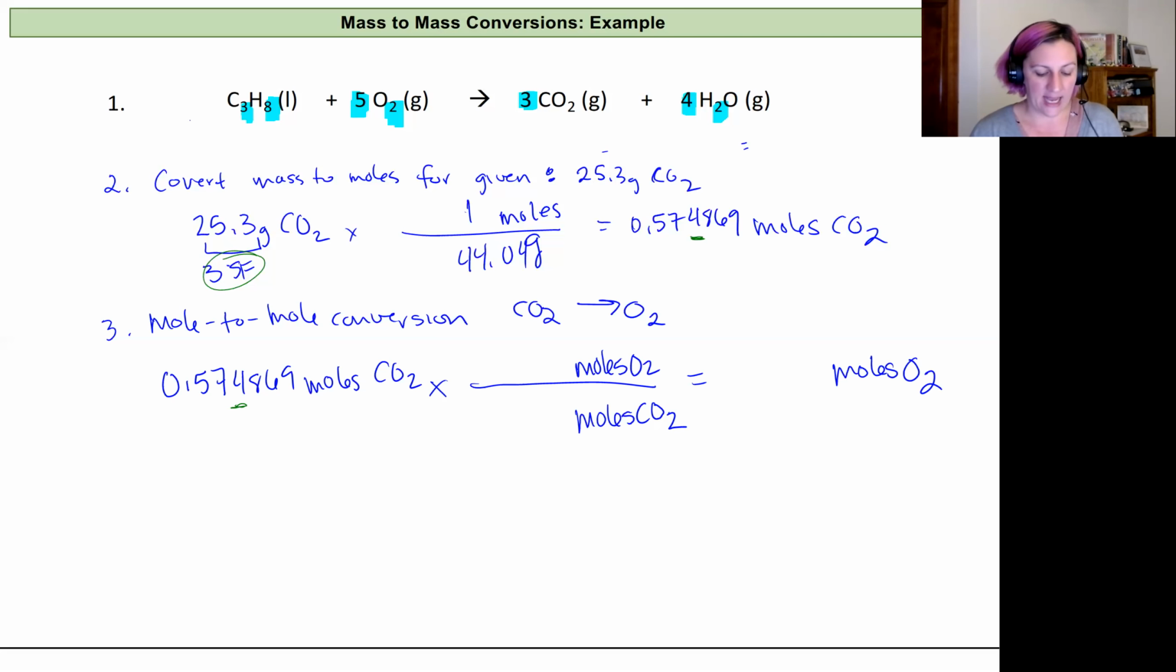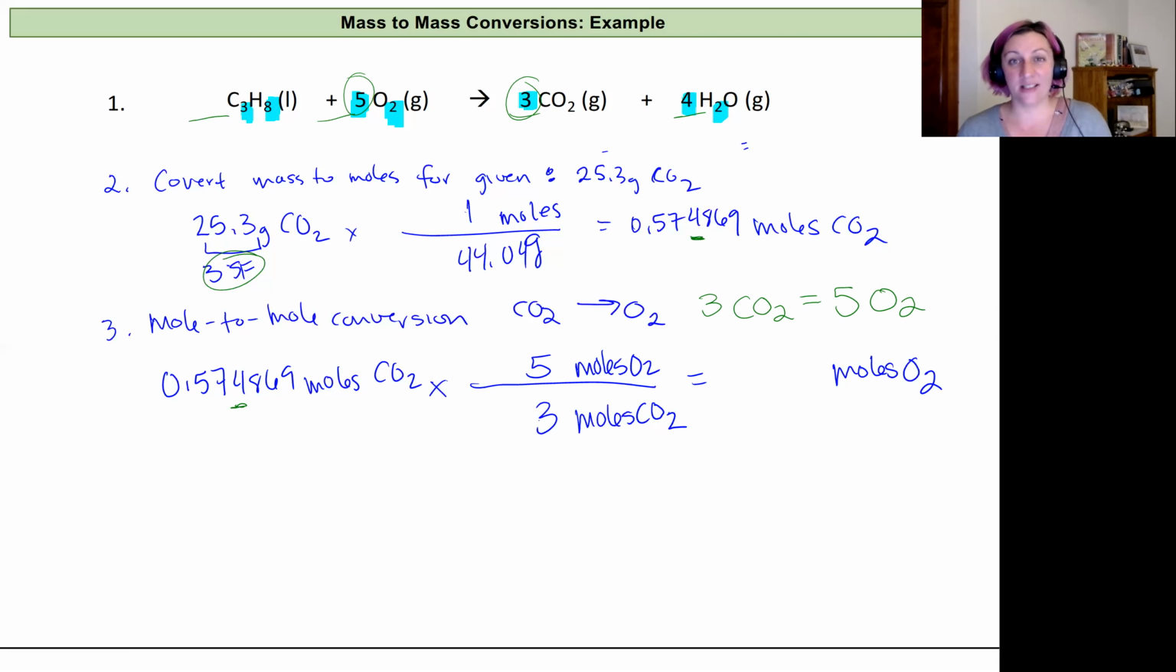So looking at that, I have these coefficients in front of each of my particular molecules. So I know that from the coefficients, 3 moles of carbon dioxide will equal 5 moles of oxygen. And that's just coming from the coefficients in front of them. So I'll plug in a 5 in front of my moles of oxygen and a 3 in front of my moles of carbon dioxide. And I'll plug this into my calculator.